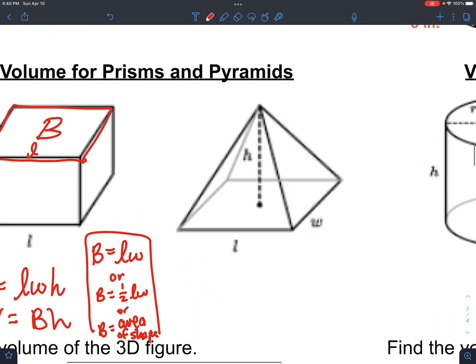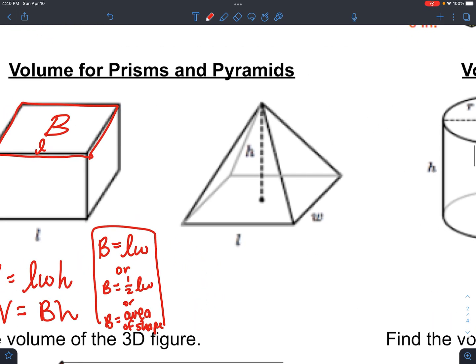Okay. And the same kind of goes with the pyramid. I think the pyramids that you will deal with will almost always be either triangular pyramids or, most commonly, square pyramids. So for this figure they have here, it's still length times width times height, but you take 1/3 of it.